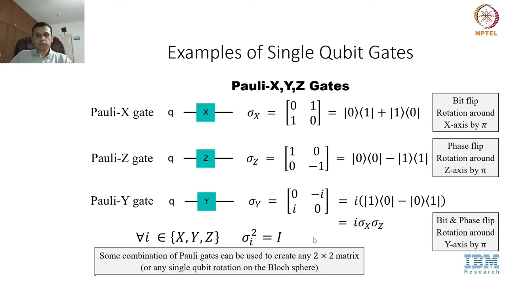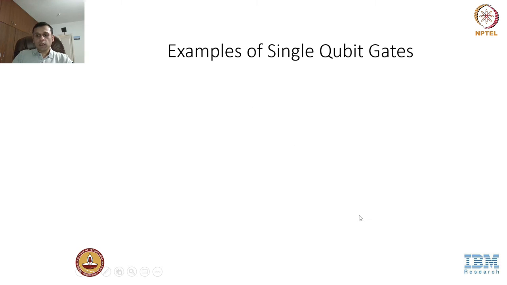And any combination of these Pauli gates, that is X, Y, and Z, if you take X and Z, X, Y and Z, and so on, some combination of these gates can be used to create any possible 2x2 matrix. Or in other words, if you want to transform or rotate any single qubit around the Bloch sphere, you can use some combination of these X, Y, and Z gates. Let's look at a couple more examples.